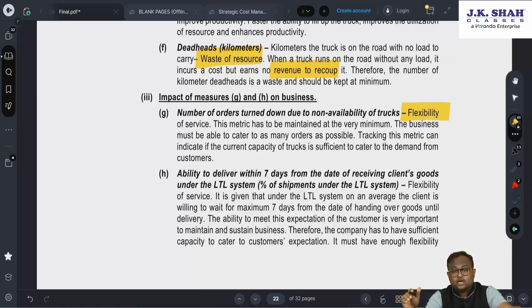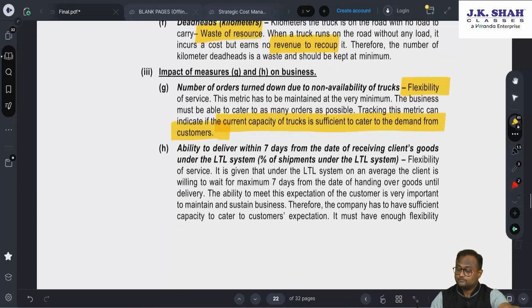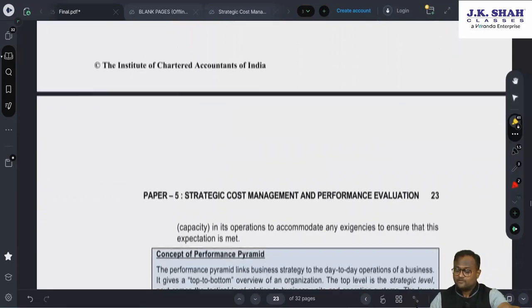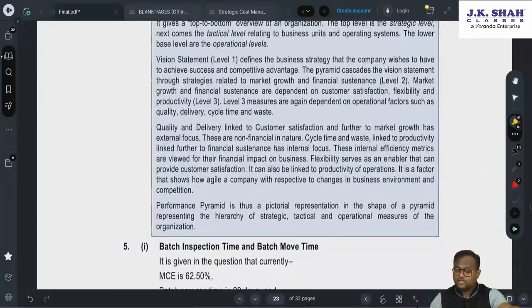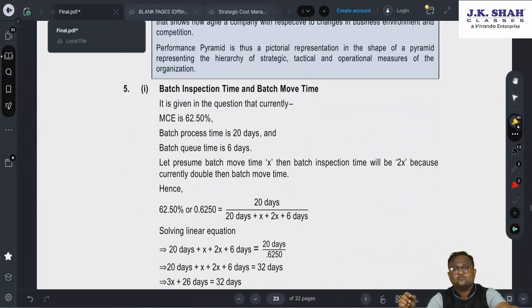So either you can go for rental basis or you can have a tie-up with some other truck services so that the trucks will be made available for you. Tracking this metric can indicate whether the current capacity of trucks is sufficient to cater to the demand from customers. Ability to deliver within 7 days from the date of receiving the client's goods under the LTL system. The faster the delivery, the more wastage will be eliminated. The faster the delivery, the happier the customer. This is what we are looking out for.